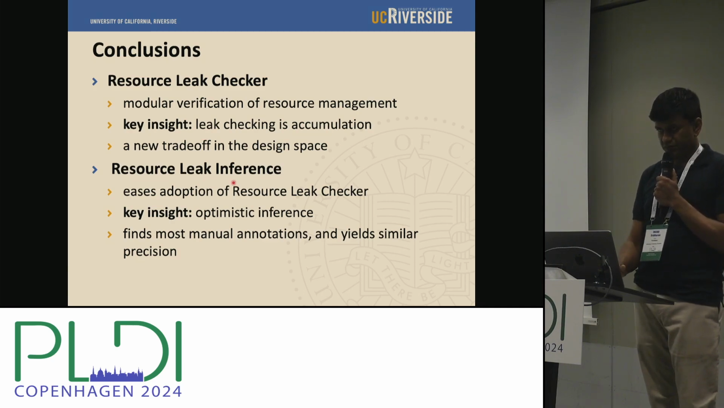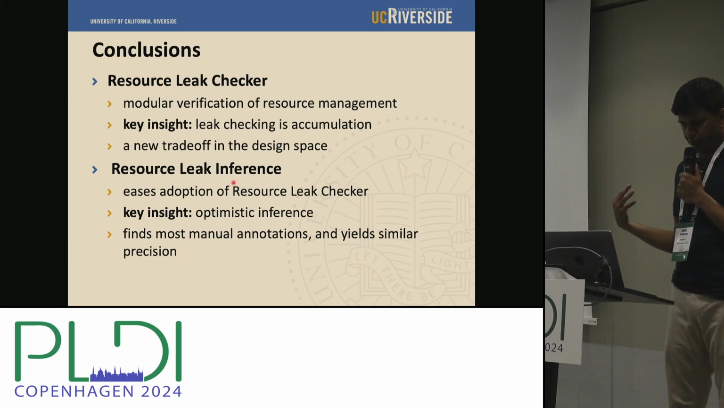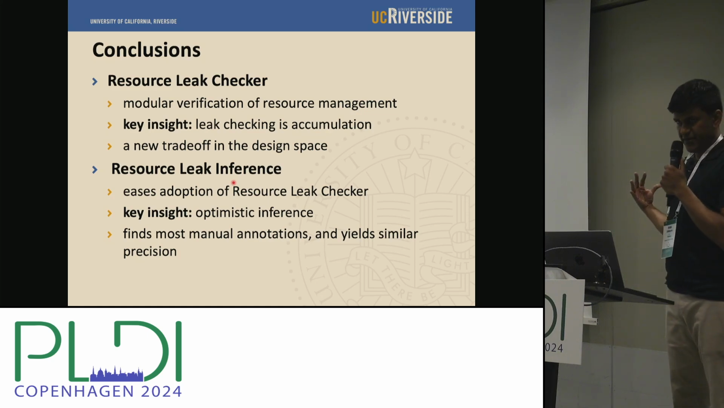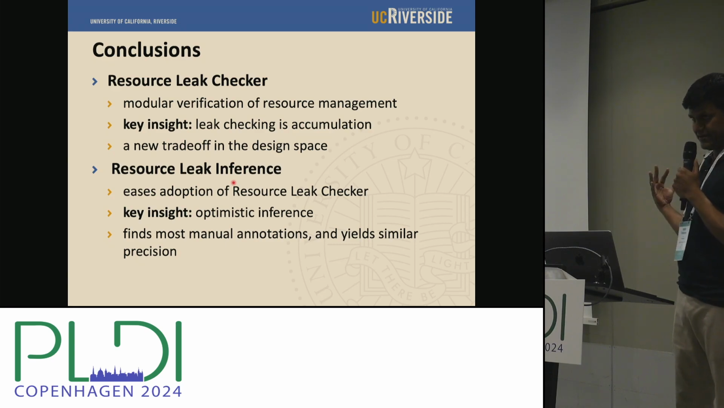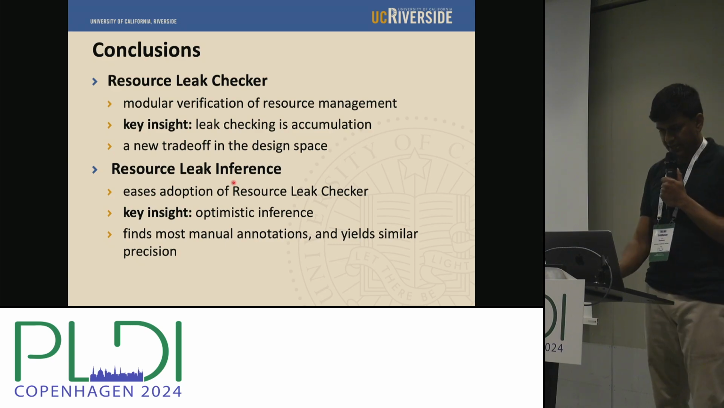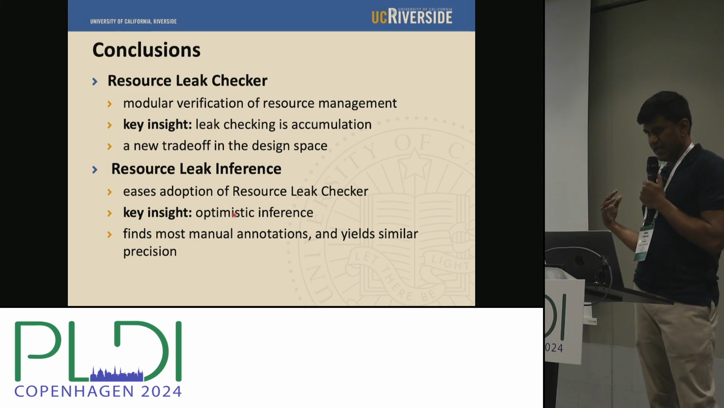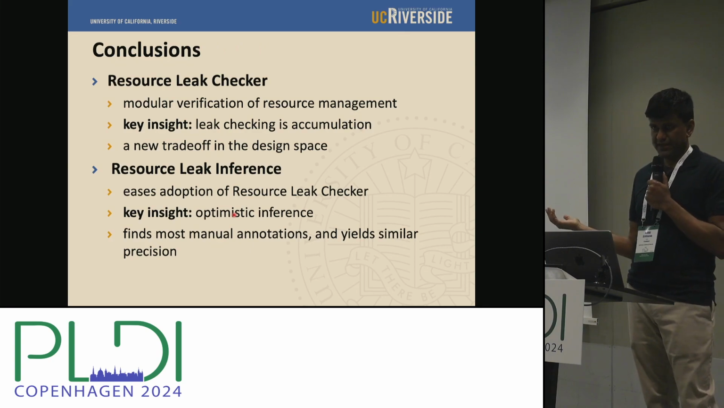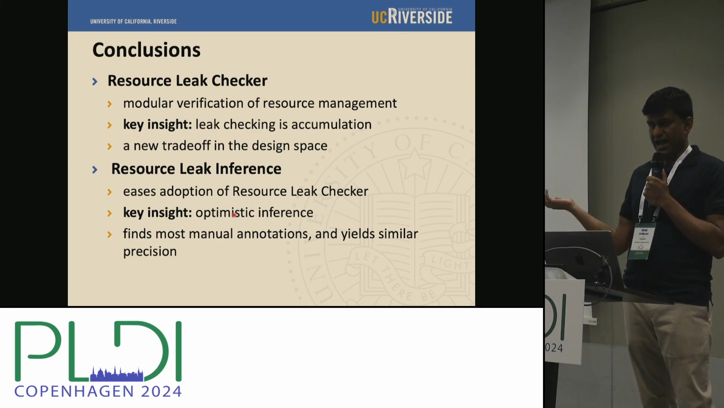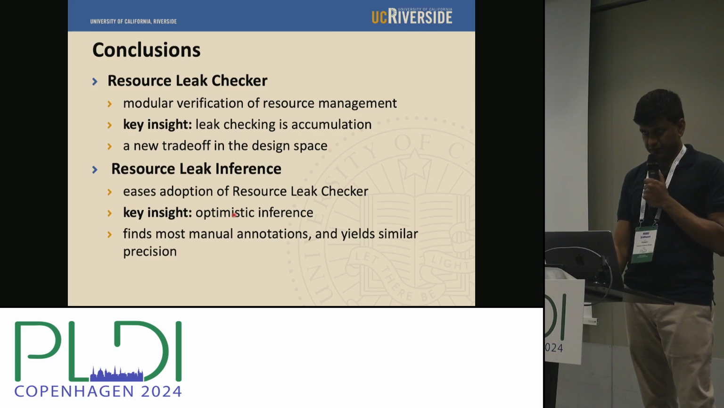Then I talked about this resource leak inference technique. We use this optimistic inference to try to capture what we hope the developer intended rather than being super strict about it. And we had some pretty good results with that too in terms of finding manual annotations and getting a precision level that's similar to what you had without writing the annotations in the first place.